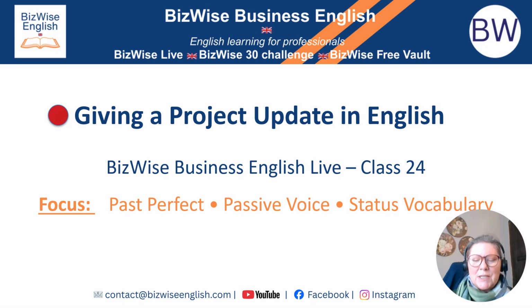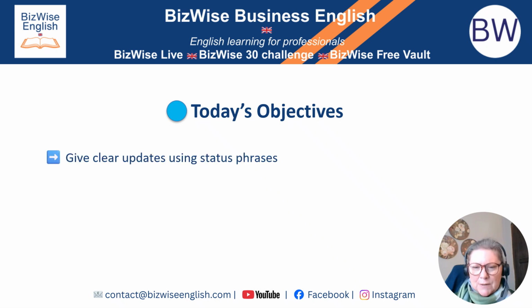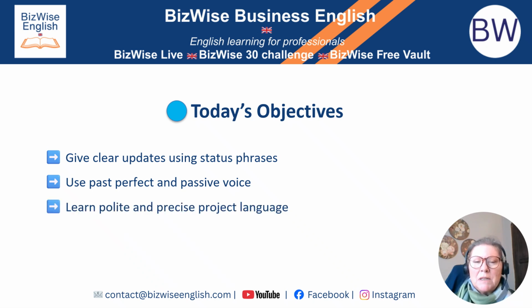So today the subject is giving a project update in English, and we have a focus on the past perfect, the passive voice, and some vocabulary you can use for describing the status of your project. So what are the objectives today? Give clear updates using status phrases, use the past perfect. Don't worry, it's okay. The past perfect and the passive voice. Learning polite and precise project language.